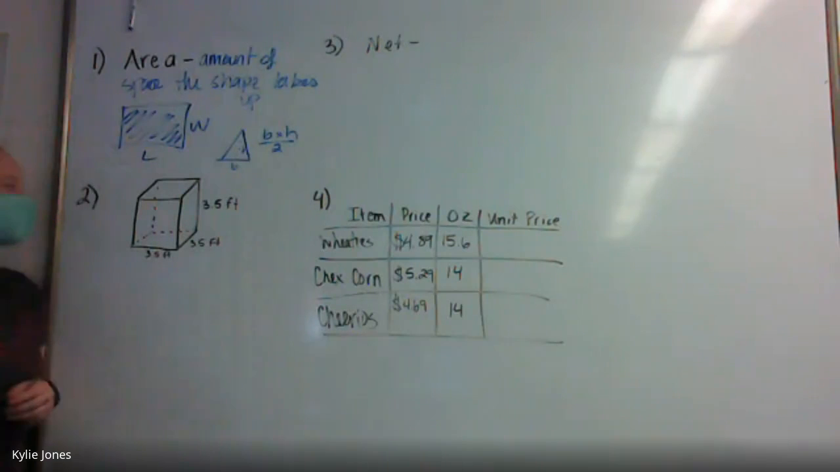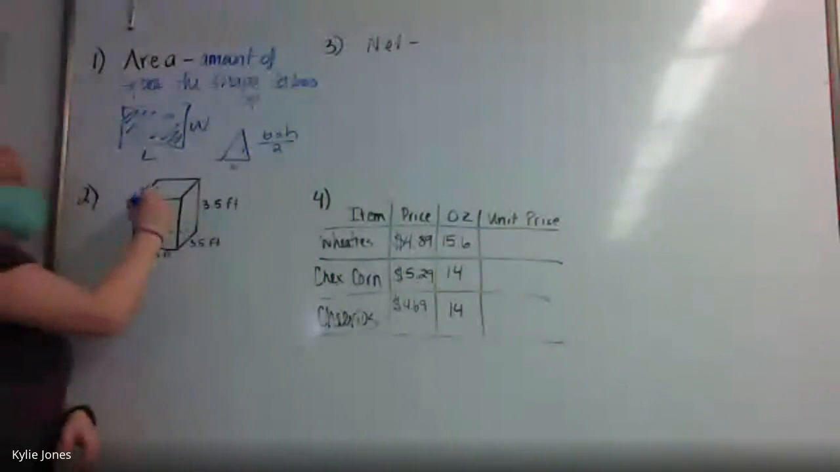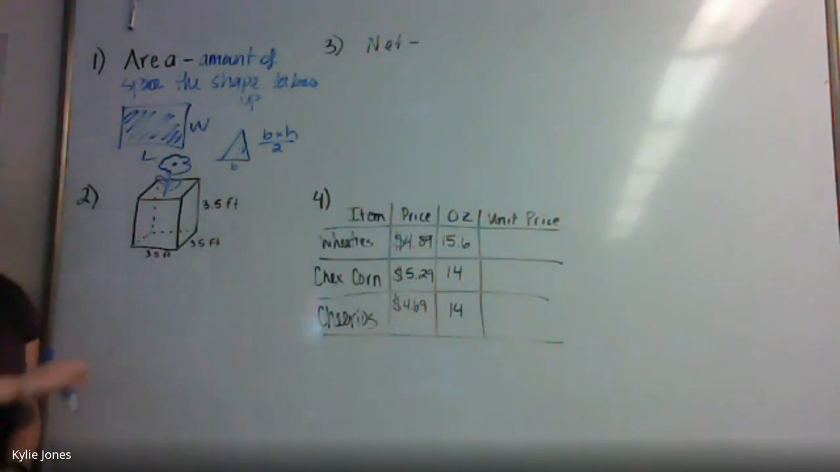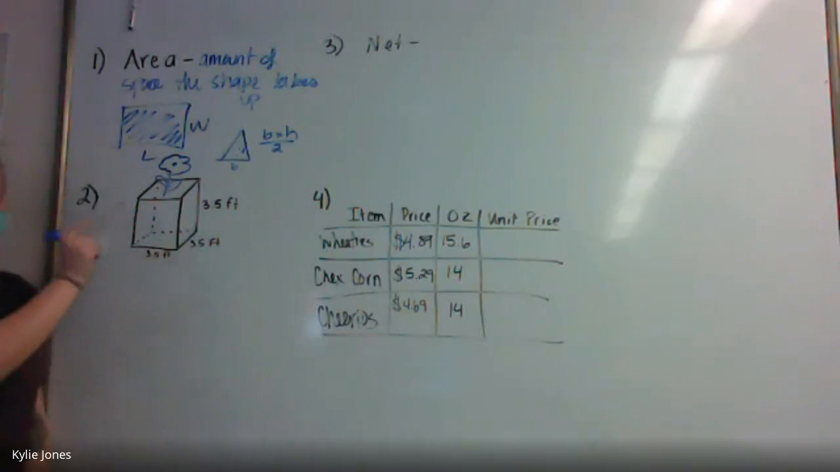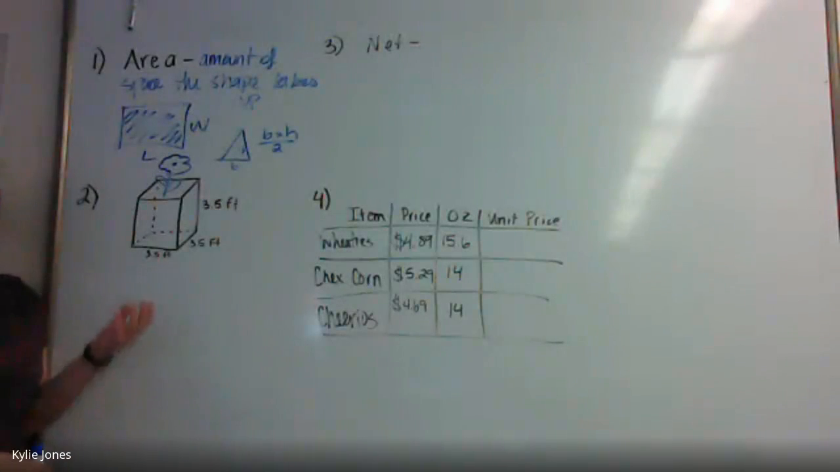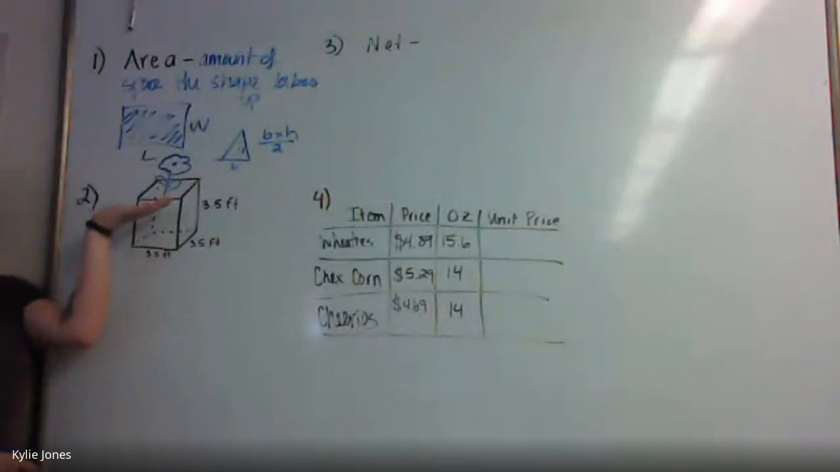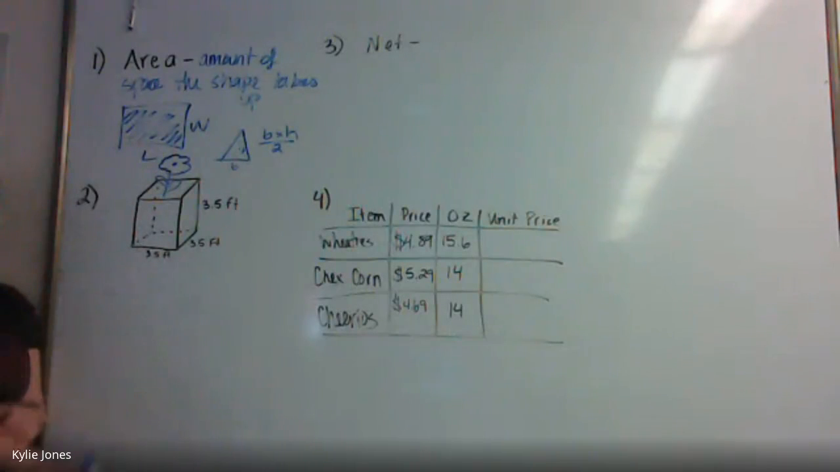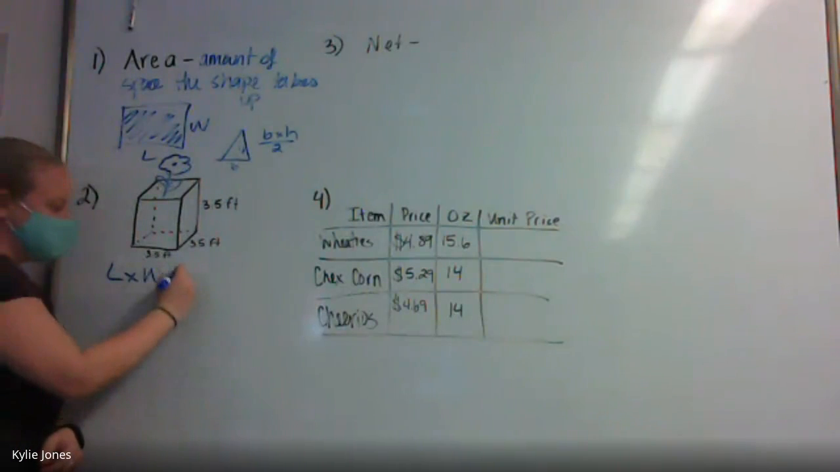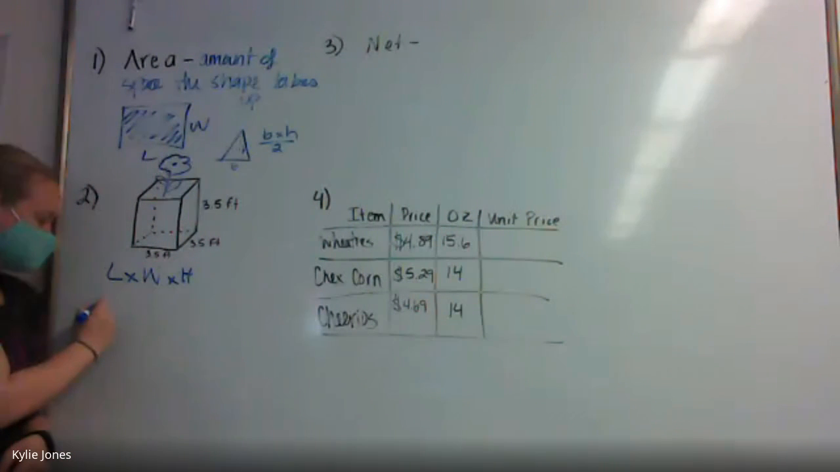All right. Okay, for number 2, we have a flower box. A flower box that is 3.5 feet by 3.5 feet by 3.5 feet. And whoever this is, Jane, I think was her name, wants to fill the whole thing with soil. We have to find the volume, the amount of stuff we need to fill the inside of this box. How do we do it, Charlie? Length times width times height.